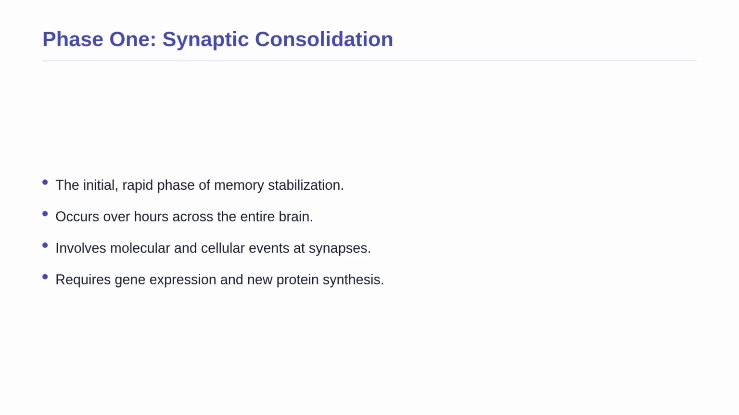During this time, a series of complex molecular and cellular events take place across the brain. Your neurons are literally changing their physical shape. This process involves gene expression and the synthesis of new proteins, which physically alter and strengthen the structure of the synapses connecting your neurons. It is the immediate, localized reinforcement of a new memory.